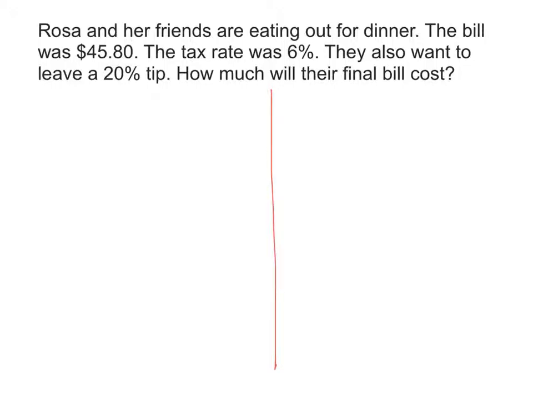So one way we could do it is we could do two steps. So we could do the tax rate, and then we could find the tip, and then that'll give us our final cost. So we'll start just like we normally would. So we'll start finding the tax. So 6% of our total, which is $45.80.